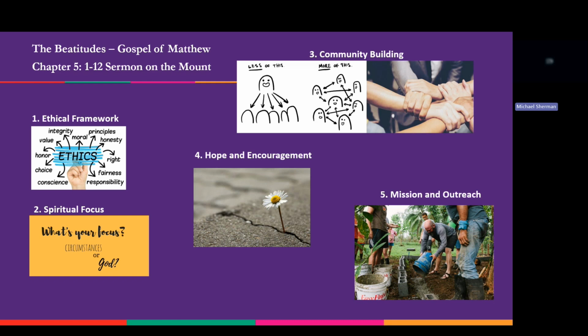So in terms of an ethical framework, these Beatitudes provided a moral and ethical framework that guided early Christians in their behavior and in their interactions with others. Values such as humility, mercy, and peacemaking become integral to Christian ethics.